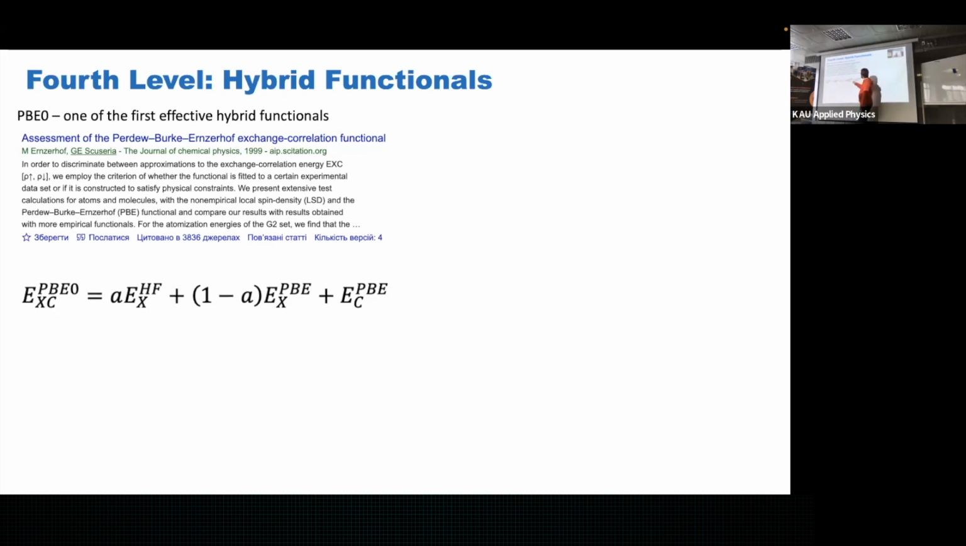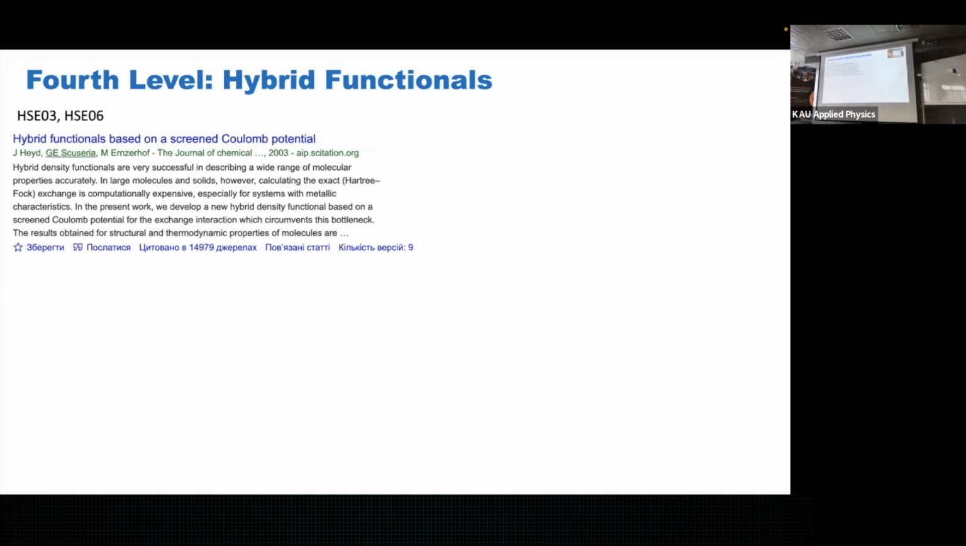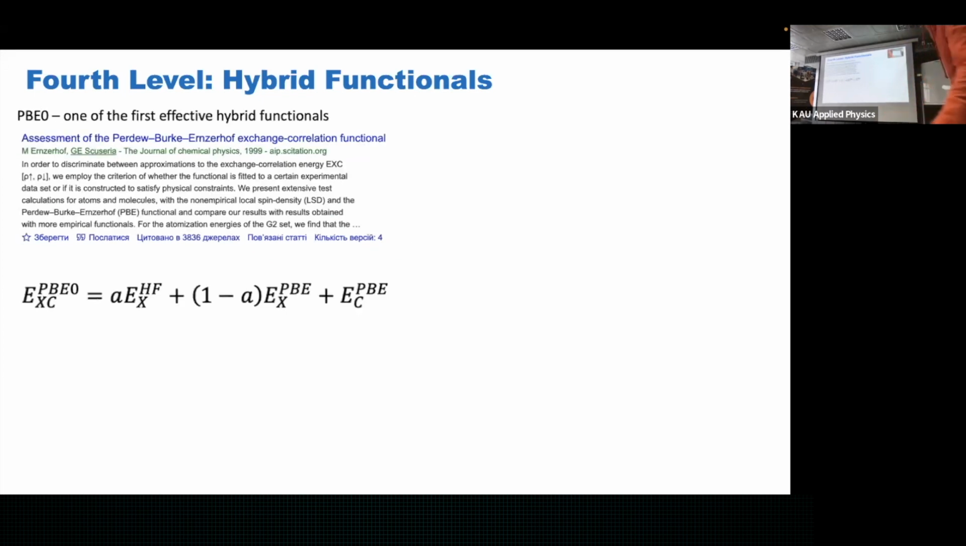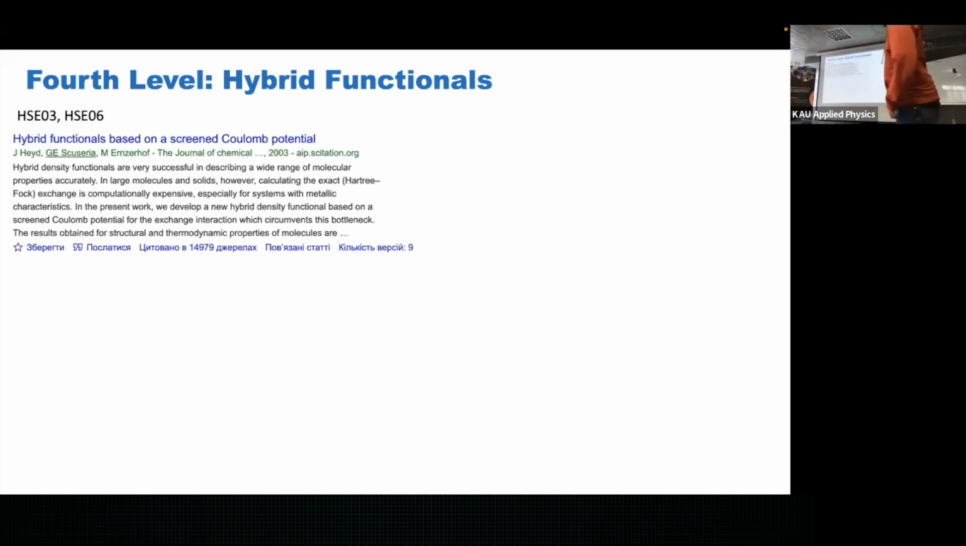We improved it by this PBE part and correlation PBE, because for Hartree-Fock there was no correlation. Then this PBE0 was created by Ernzerhof. This is the guy from PBE, Perdew, Burke, Ernzerhof. The E in PBE is this guy. And Scuseria. And now we have another potential created by these guys, two potentials: Scuseria, Ernzerhof plus Heyd. So HSE 03, 06. It means in 2003 and 2006 it was published.